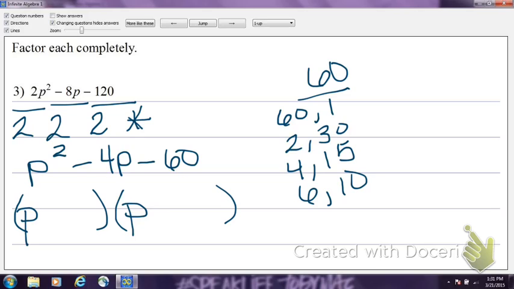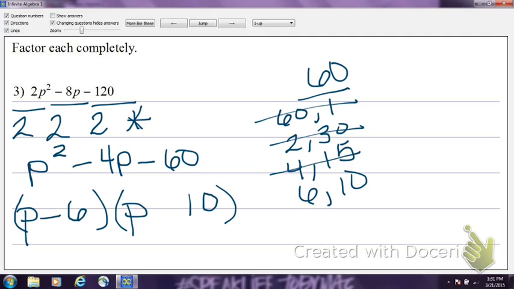And as soon as I think I reach the factor, I just disregard all other factors that didn't work, and I don't continue my list anymore, because I know that I'm looking for factors that add or subtract to the middle. So since 6 and 10 will get me 4 if I subtract, that will work, because I know I need opposite signs to get negative 60 anyways.